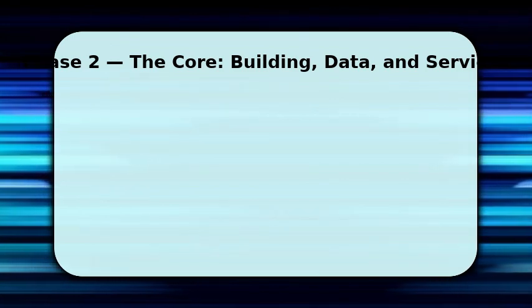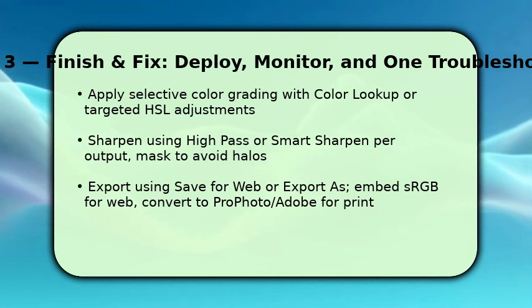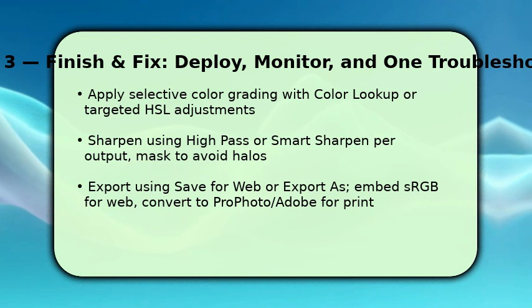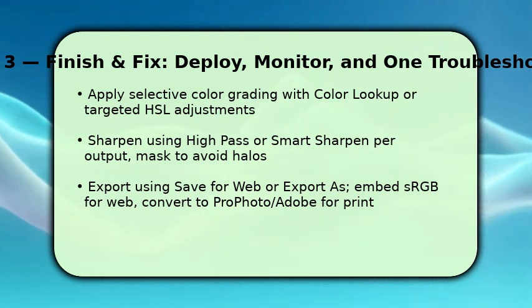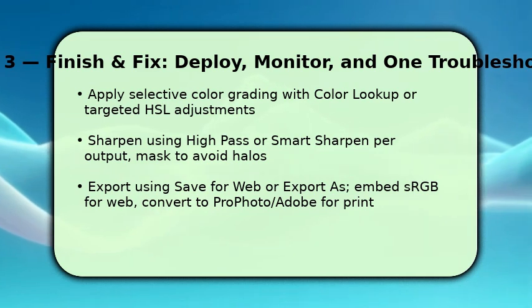You finish by balancing color and clarity. Use color lookup tables or targeted HSL adjustments to establish mood, because global tweaks can flatten skin tones. Then apply sharpening appropriate to the final size, high pass for subtlety or smart sharpen for control, and mask the effect so backgrounds don't get unnaturally crisp.